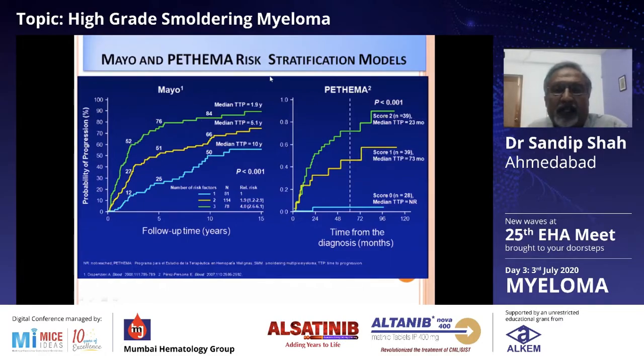So these are the Mayo and Pethema risk stratification, which again shows that if all three factors are present, then median time to progression is only 1.9 years. If two factors are present, it is 5.1 years. And if one factor is present, then median time to progression is 10 years. Similarly, in Pethema, if the score is 2, then time to progression is 23 months. If the score is 1, then it is 73 months. And if the score is 0, then time to progression is not reached.